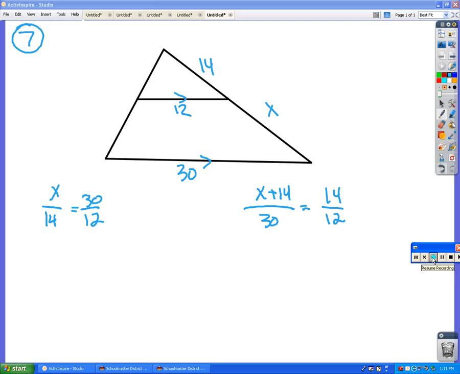Which one's right? X plus 14. X plus 14, yeah, how come? Because it's like something to do with the base. It's like the base. Yeah, still too much chat.